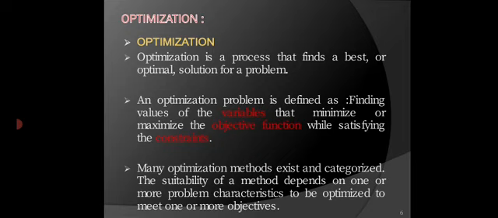So optimization is a process that finds a best or optimal solution of a problem. Now, what does the word optimization mean? The optimum value means it is neither maximum nor minimum, but the best suited value is known as optimal, right? An optimization problem is defined as finding values of the variables that minimize or maximize the objective function while satisfying the constraints. So there are three parts of an optimization problem.